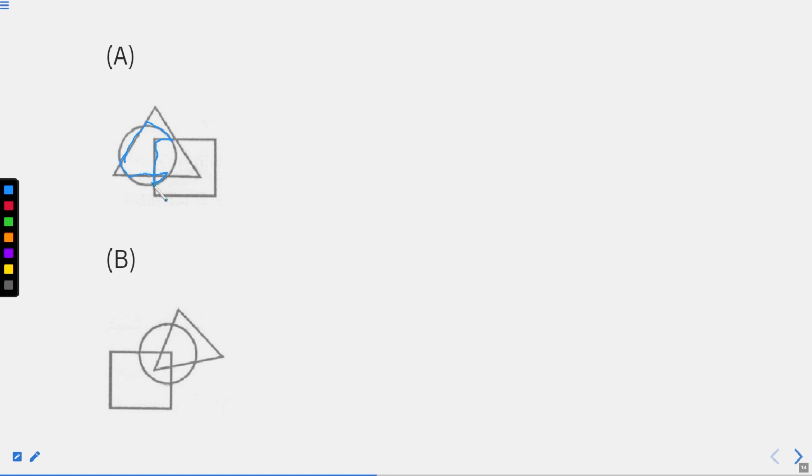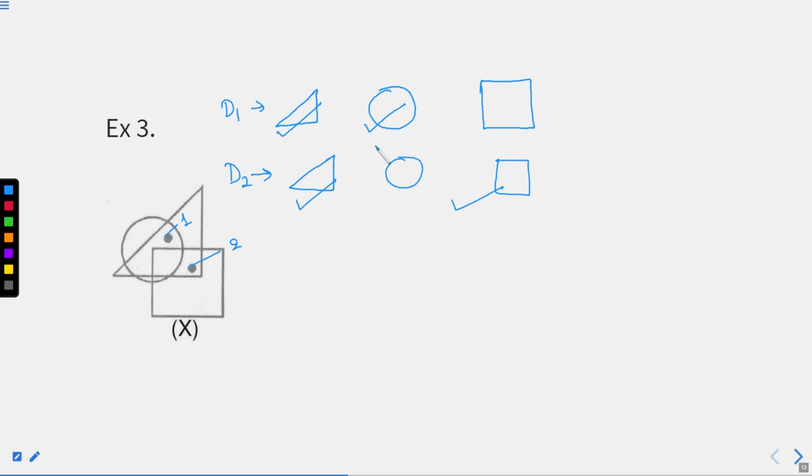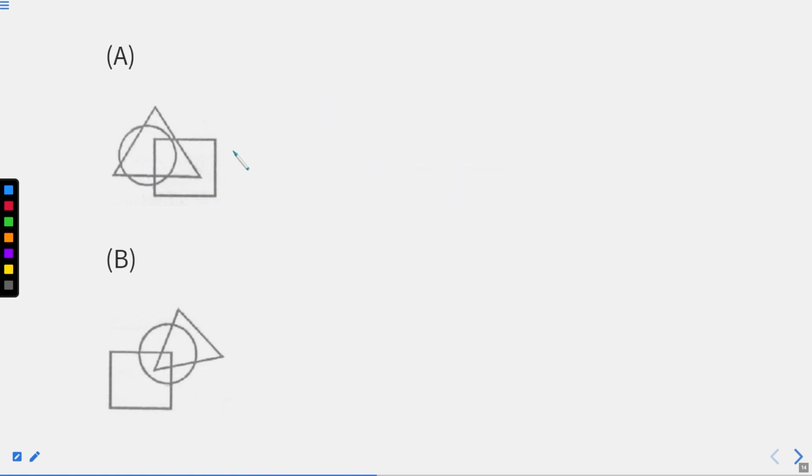Here we are excluding what? We need triangle and circle, and triangle and square. For triangle and circle, we have already drawn a common area like this one. Here is the common area for triangle and circle. Now triangle and square have a common area of this much. So both the conditions are satisfied here itself. So this is our answer. But we need to check for others as well.